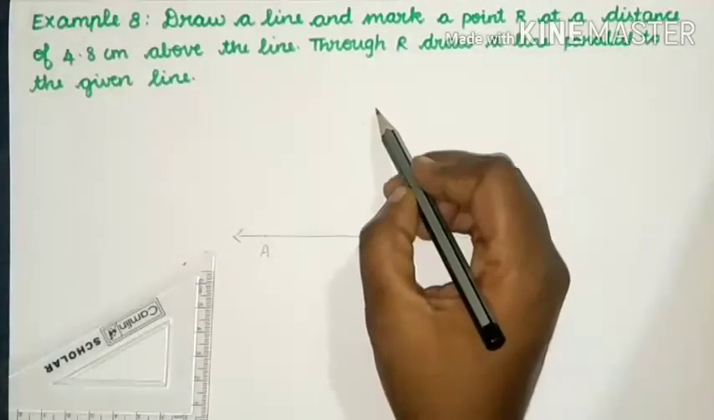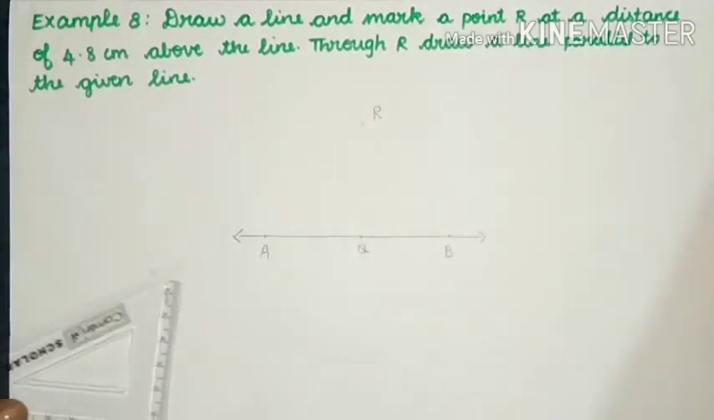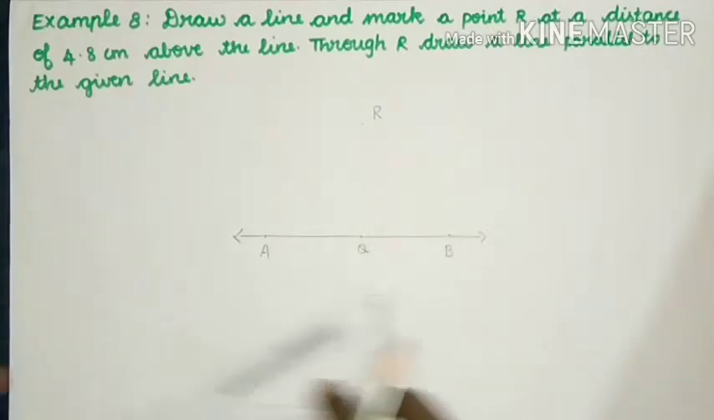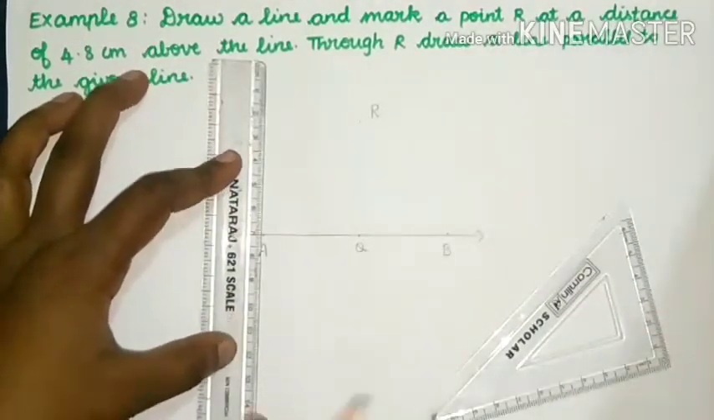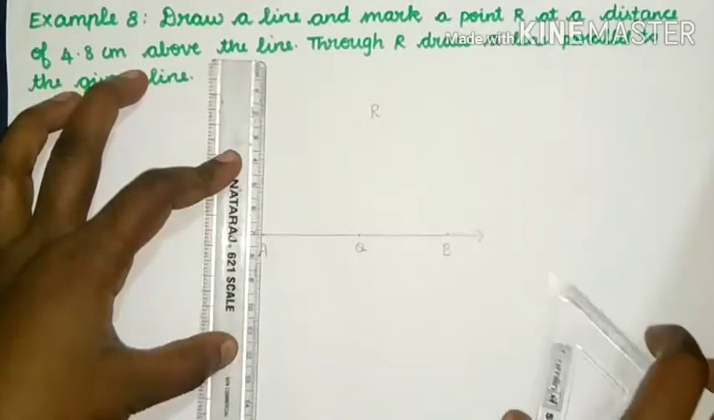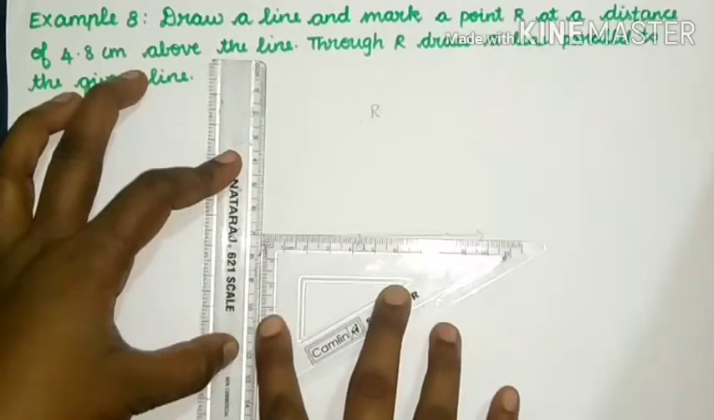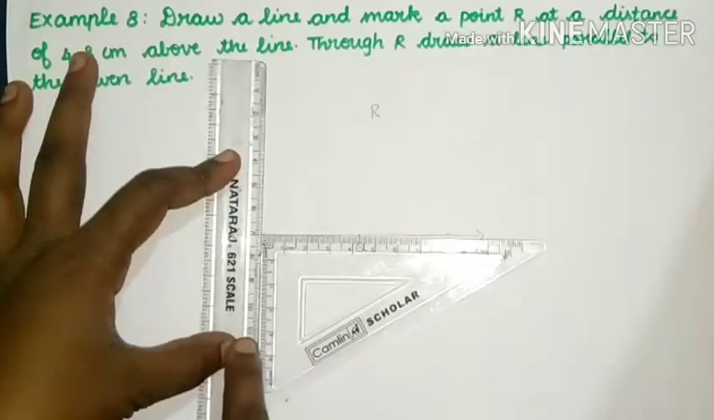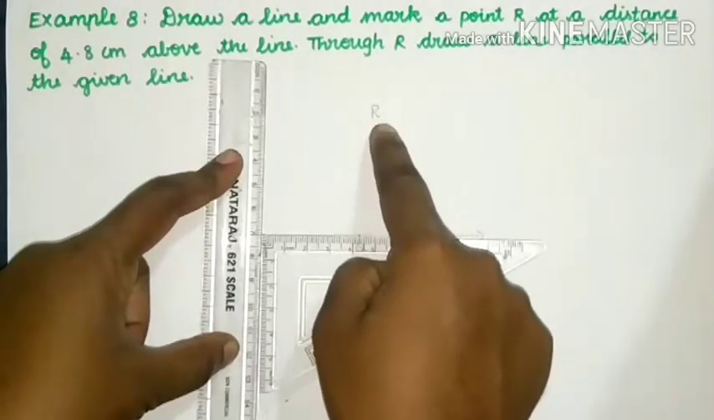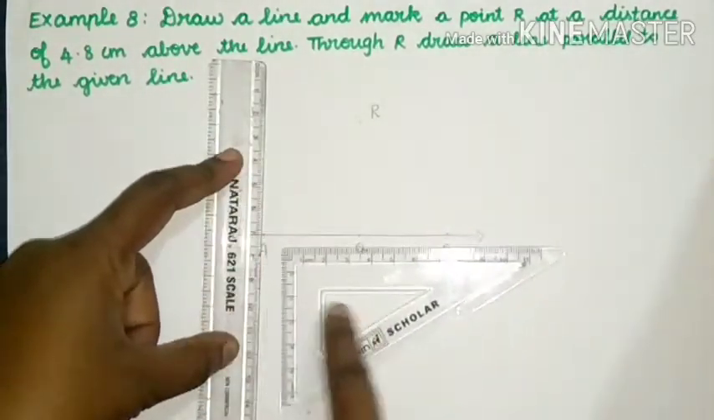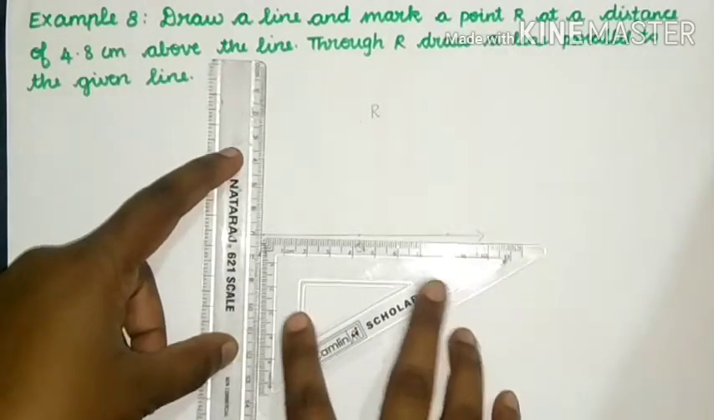Name that point as R. After that, place the scale and the set square like this. You have to place the ruler like this. Then place the set square like this at the point A. Students, listen carefully. After pointing the point R, you have to place the set square like this at a point A and place the ruler also.